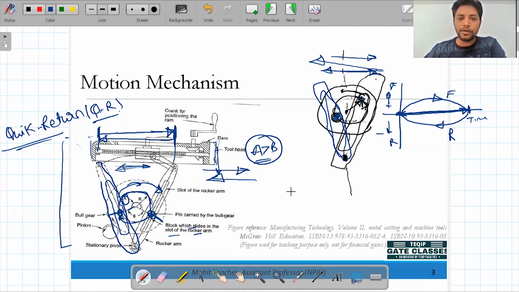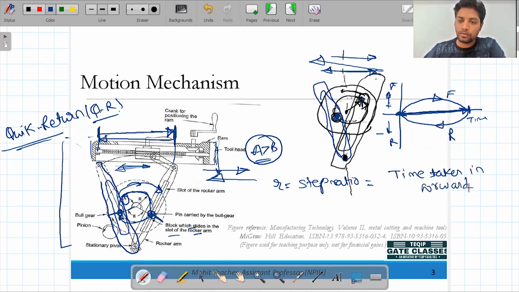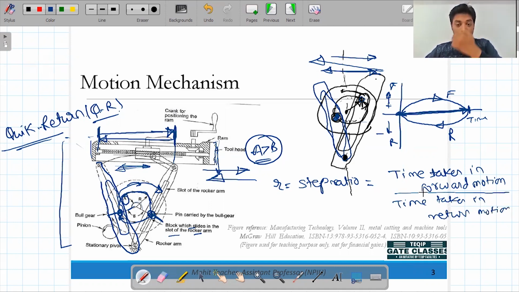So here we use one term, that is R, the step ratio, or you can also say the gear ratio. This step ratio is nothing but the time taken in forward motion upon the time taken in return motion. Okay. Now see, obviously you can see that the time taken for the forward motion is greater than that in the return motion.